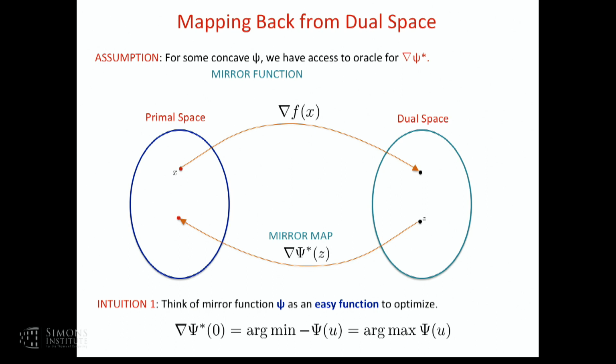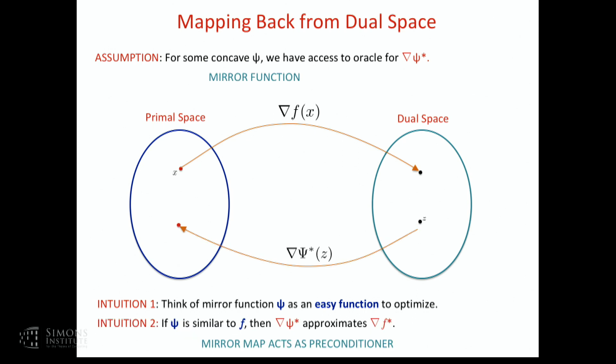Algorithmically, you're going to think of psi as a problem that's easy to solve, because the whole point of introducing psi is that the gradient of psi star is something you can compute. I'm going to assume from now on that I can compute this map for some psi. This immediately means that psi is an easy function to optimize over, because if I query the gradient of psi star at 0, I'm just going to get the argmax of psi. Psi is concave, so psi is an easy function to optimize. If you do things carefully, you can also formally think of psi as a preconditioner, in the sense that if psi is close to f, the fact that psi is easy to optimize makes it easy to optimize f.